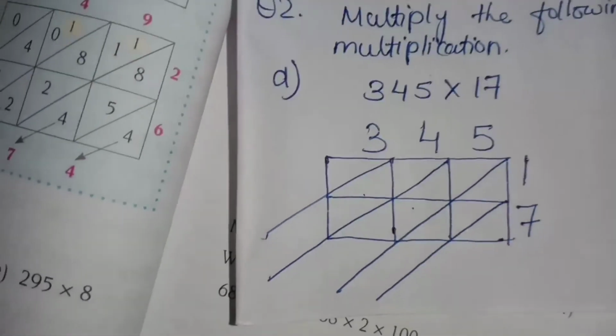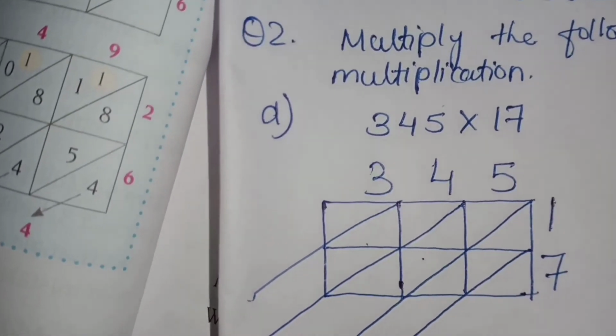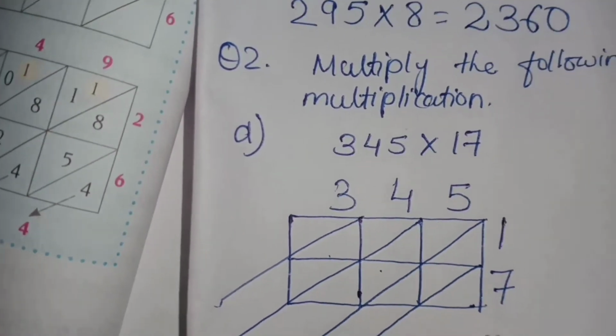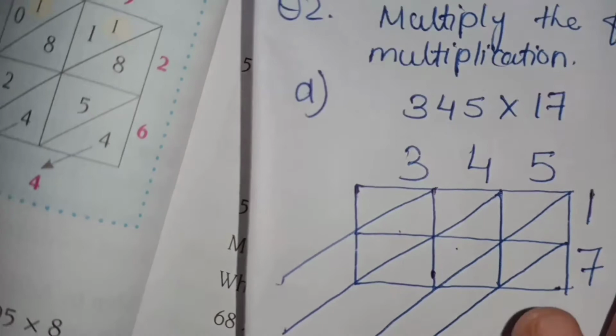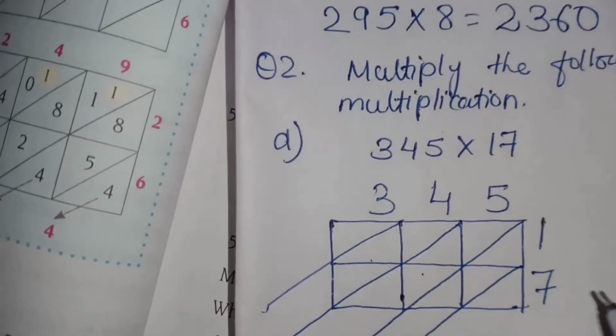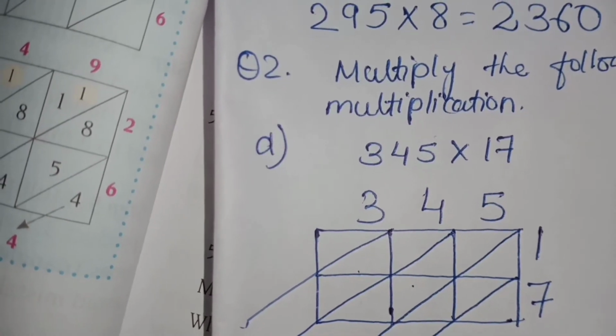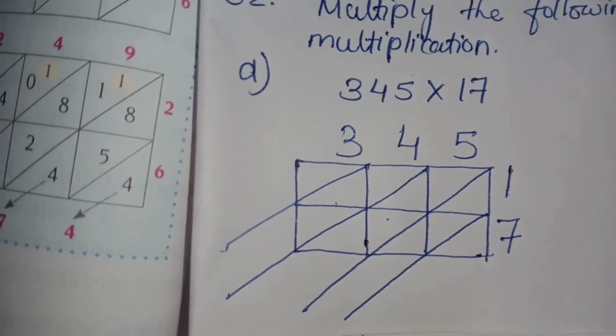Understood? See, I have done. Okay, I have made the half. It's not necessary that it will be perfect. Okay, it can be a little bit here and there. But you have to make the box and then divide each box. Now let's multiply.